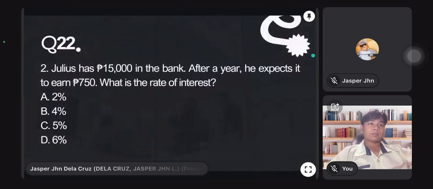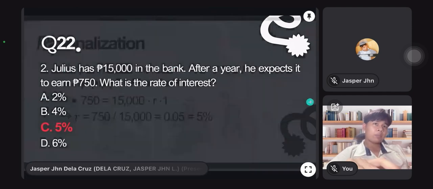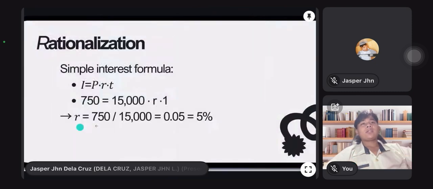Next, number 22. Julius has 15,000 in the bank. After a year, he expects it to earn 750 peso. What is the rate of interest? Okay, so in here you need to know the formula of interest. Alright, so let us see. The correct answer is 5%. Why 5%? Okay, so this is a simple interest formula.